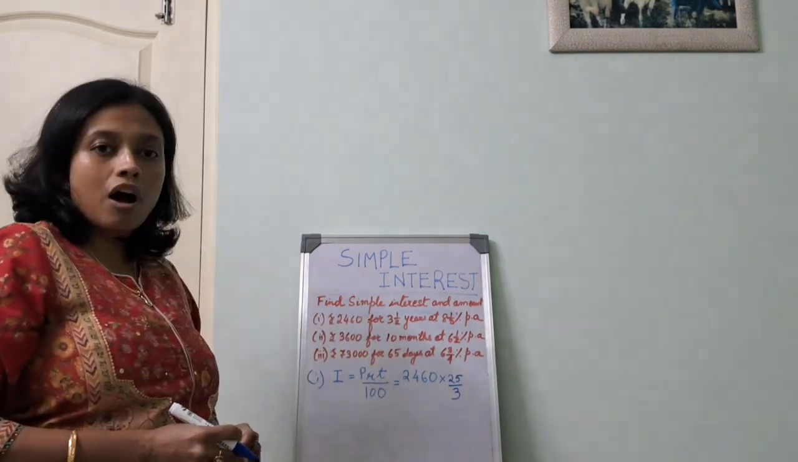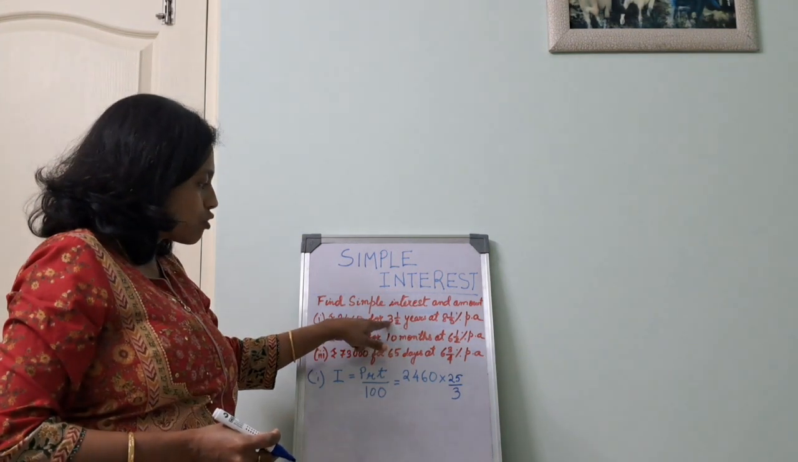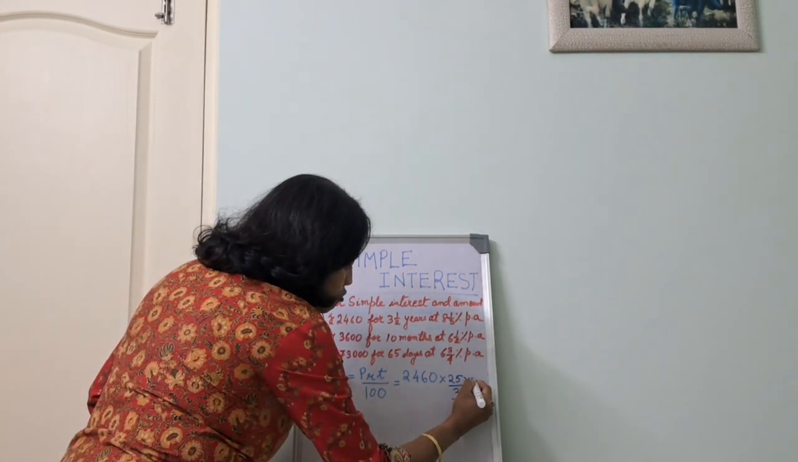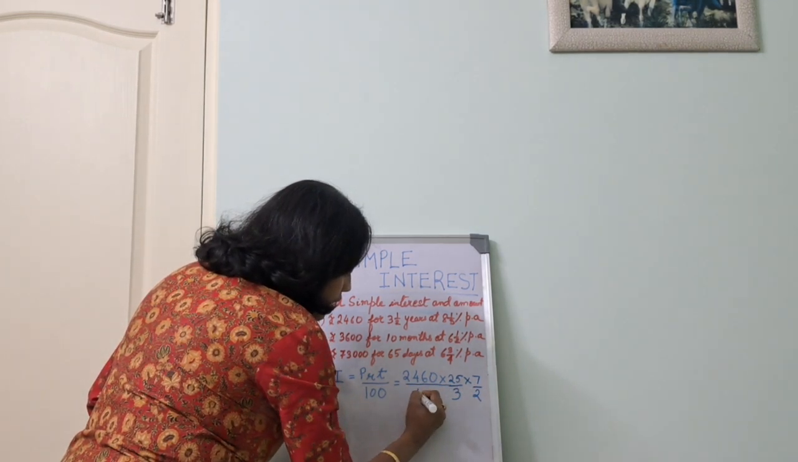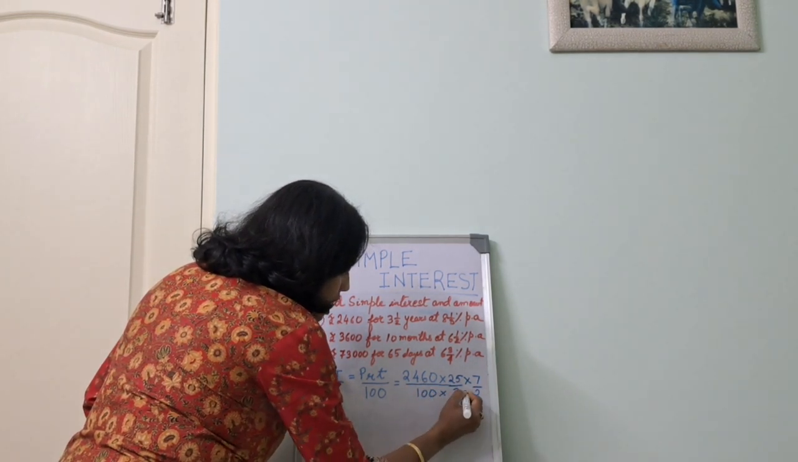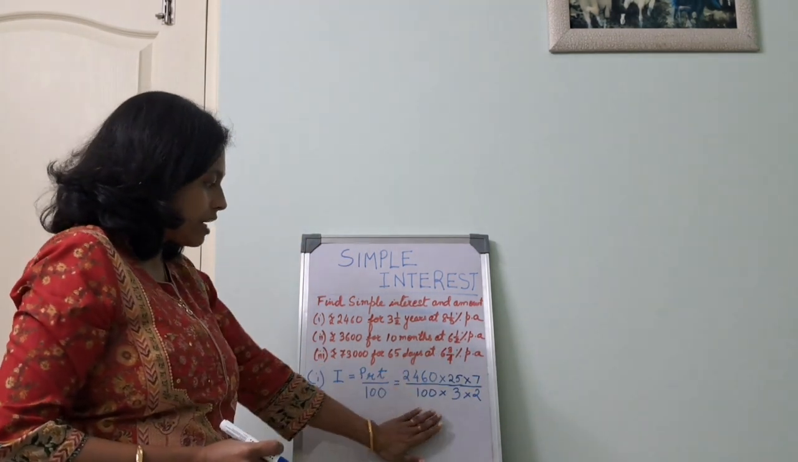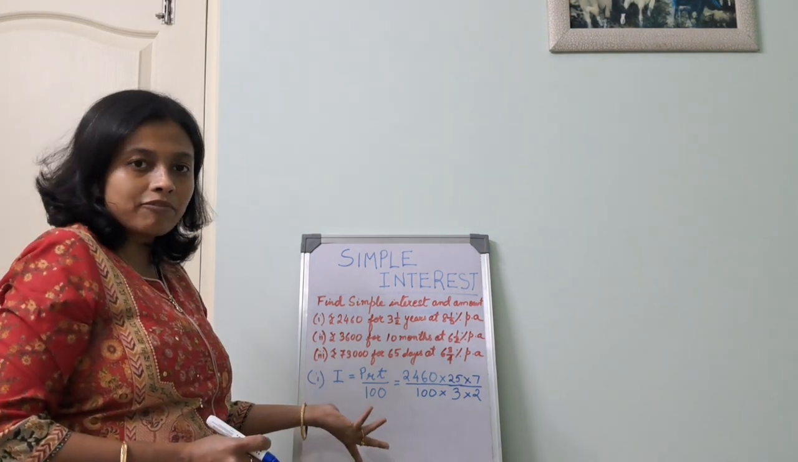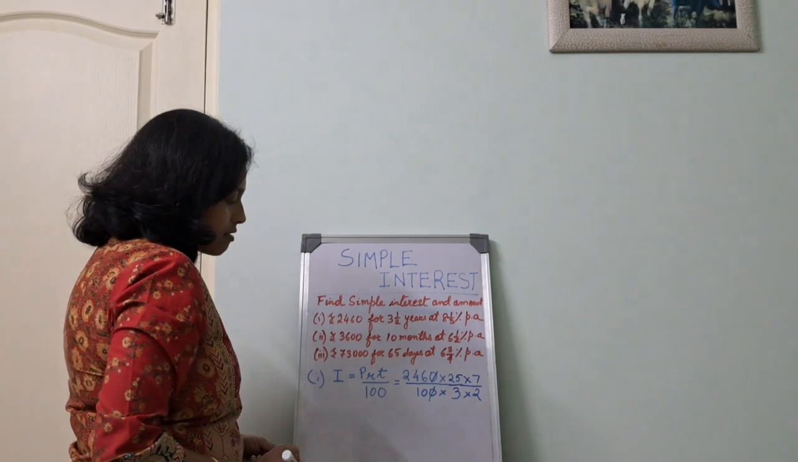T is 3.5. Convert it into an improper fraction. 3 into 2 is 6, 6 plus 1 is 7. 7/2. And divided by 100. So we'll write 100 in the denominator. We can easily write it like this. Now let's start simplifying. So 0 and 0 can be cancelled.